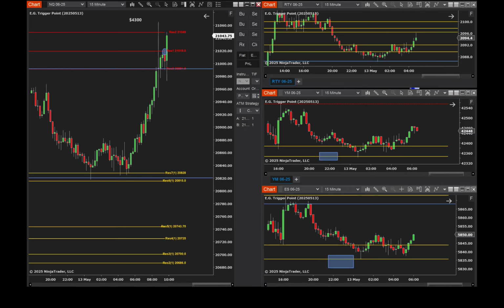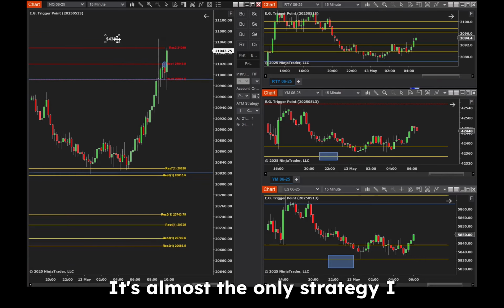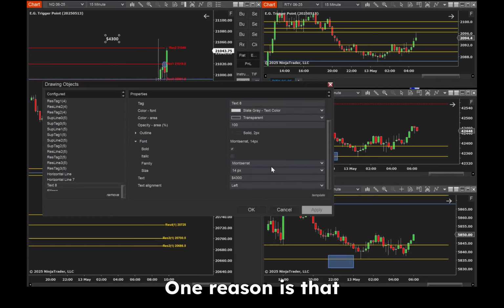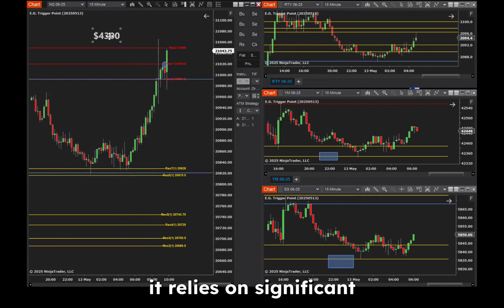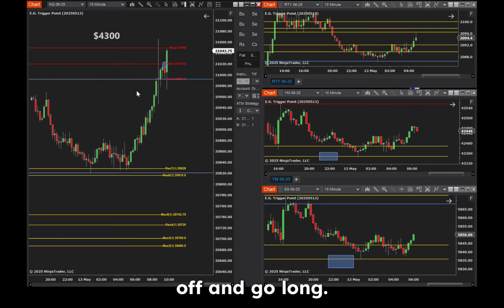Yeah. Guys, the CTP is the only strategy I trade. It's almost the only strategy I believe in for several reasons. One reason is that it does not lag. Second, it relies on significant lines where we can expect a certain movement when the market hits these levels. If it's support, we expect it to bounce off and go long. If it's resistance, this was high impact news, resistance, they will go down with a high probability.